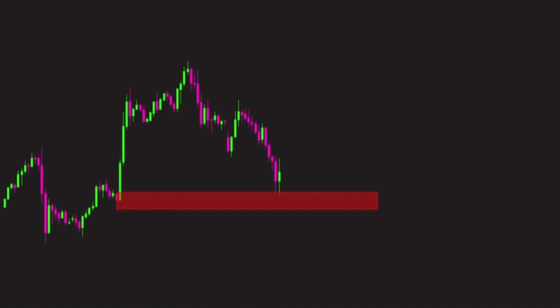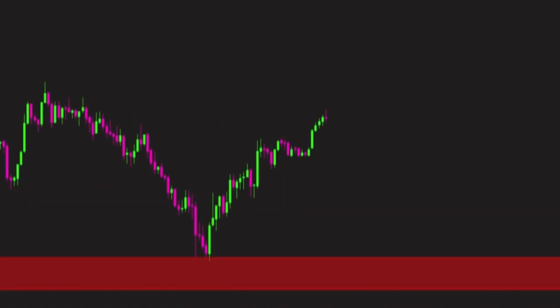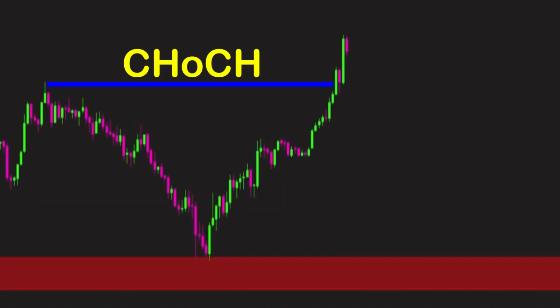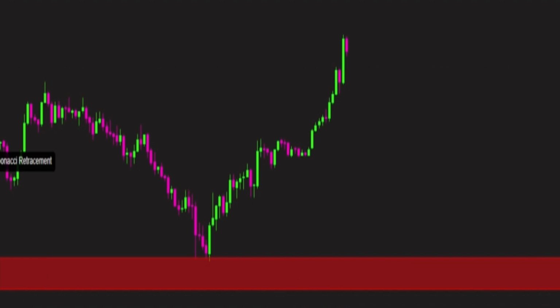Now let us switch over to the lower time frame, which is the 1-hour time frame, for the change of character confirmation. We can see price doing the change of character as it broke the recent lower high to the upside. Here also, a lot of retail investors get trapped as they initiate their buy position too early into the market. But we would not do so.